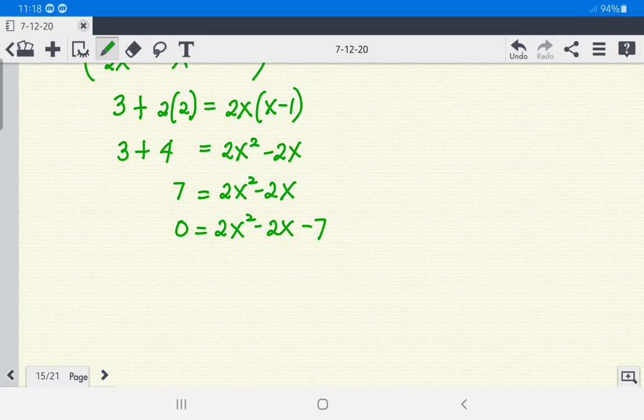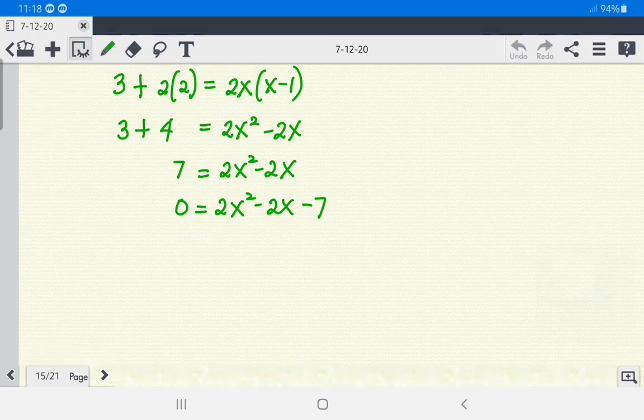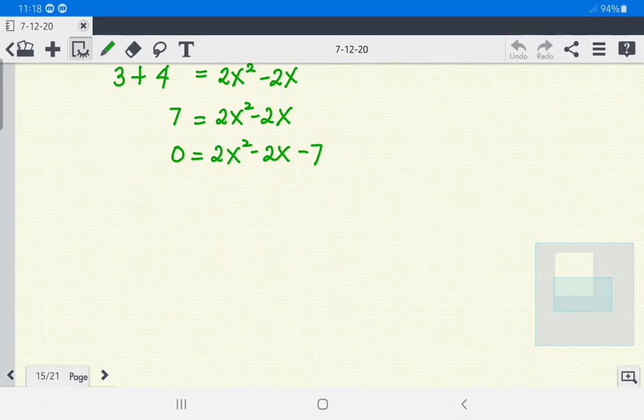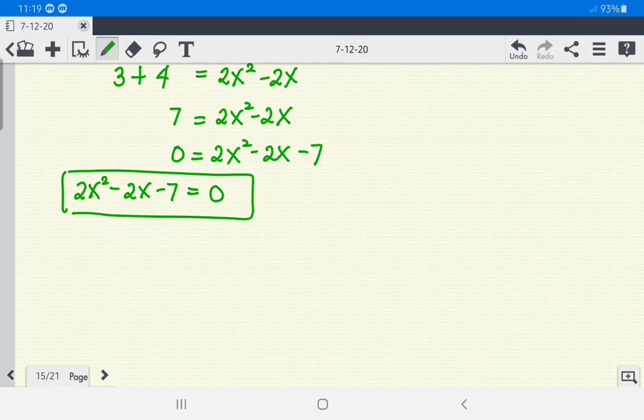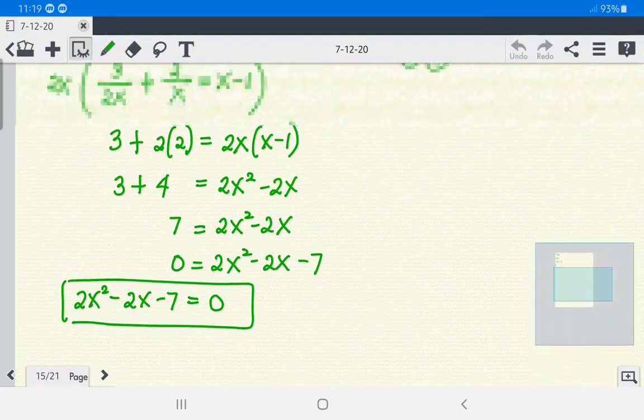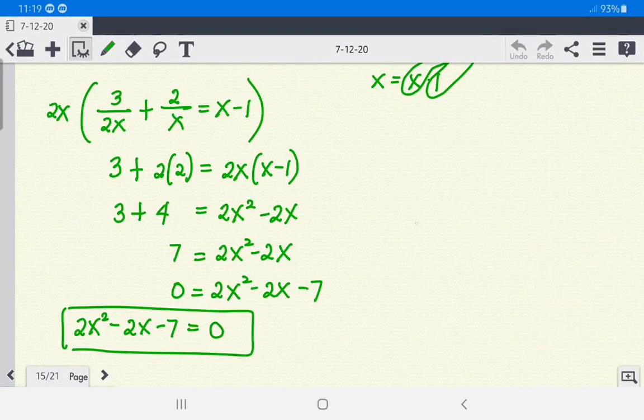Okay? They are just the same. Now, if we're going to write it, or if we're going to transpose all the terms to the right side, you will just copy. Okay? So, we have 2x squared minus 2x minus 7 equals to 0. So, this is now the quadratic equation in standard form. So, this is number 3. Okay?